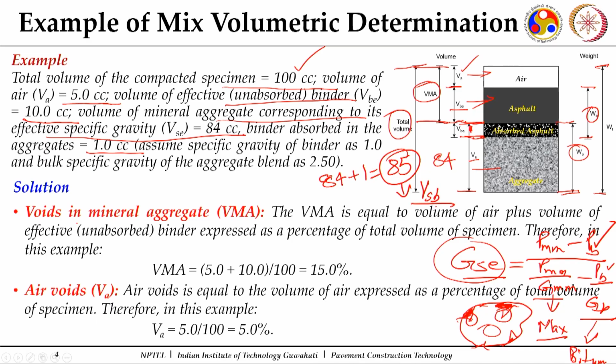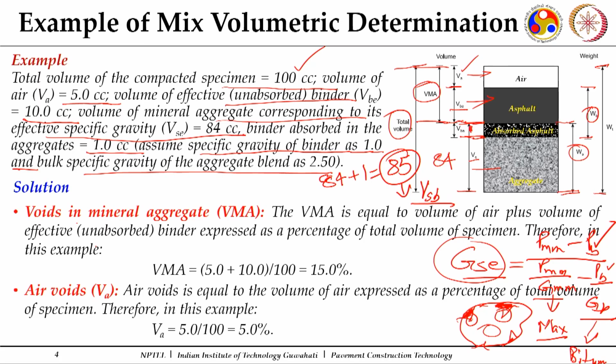aggregates. Now, assuming a specific gravity of binder as 1, and it is mentioned that assume the specific gravity of binder as 1 and bulk specific gravity of the aggregate blend as 2.5. Now, with this particular one, we will try to attempt this exercise.